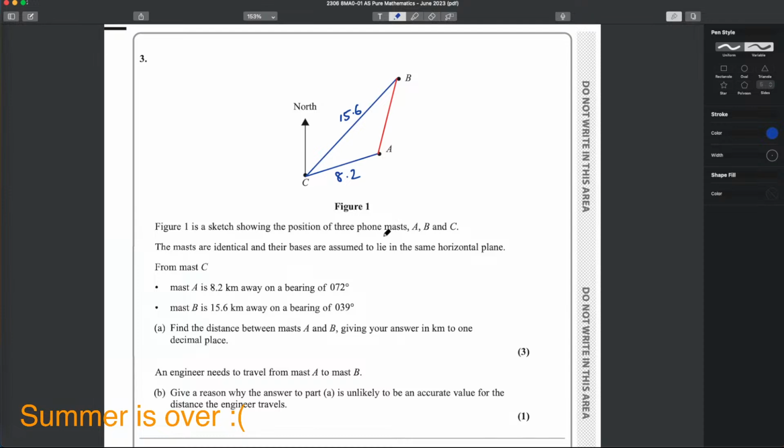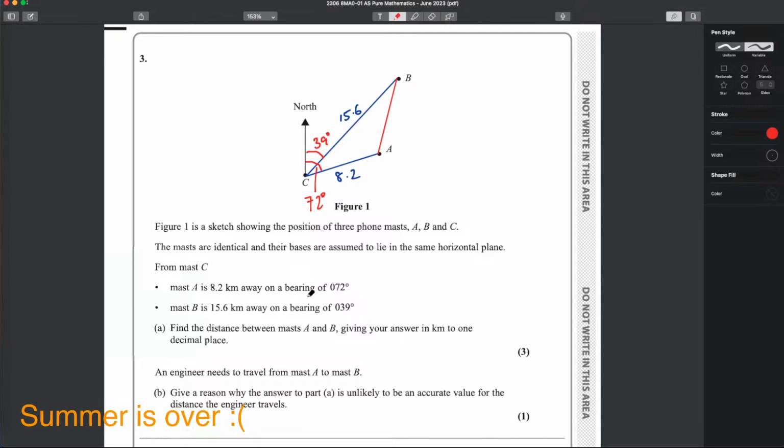Okay, so we have all this information. We have the bearings. A is 72 degrees from C. So remember, bearing is measured from north. So that would be this angle, right? That angle in there, and this angle in here is 39 degrees, and this whole angle is 72 degrees.